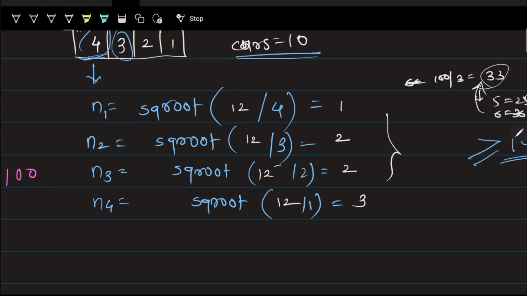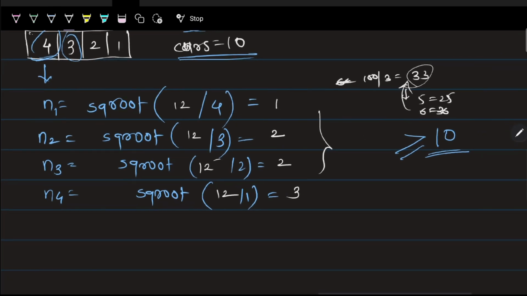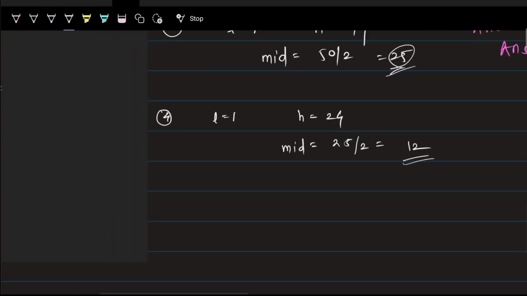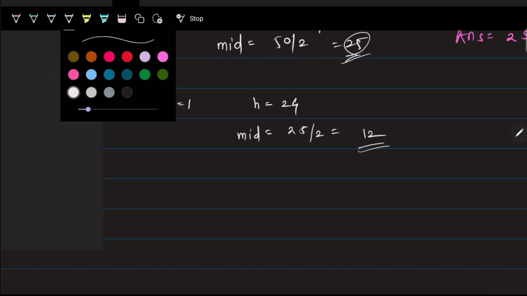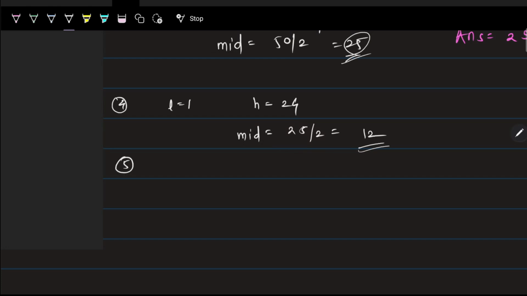So what is the addition? 3 plus 2 is 5, 5 plus 2 is 7, plus 1 is 8. Now in this case, 8 is not greater than or equal to 10, wrong. So this case is not getting validated. If it is not validated, I will not update my answer. Instead I will increase my range now. My low will become mid plus 1. If it is returning false, I will just go to the bigger side. So low will become now 12 plus 1, that is 13.